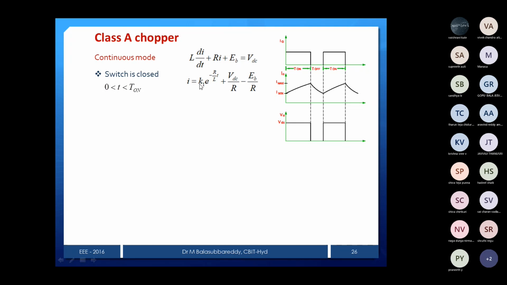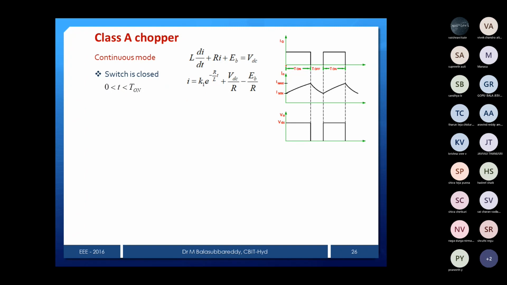This is the current expression. In that, what parameters are known to you? You know VDC, you know R, you know back EMF, RL, everything is known except the K, K1. That constant you have to find. In any equation, how will you find the constant? By substituting the initial condition. What is the initial condition here?